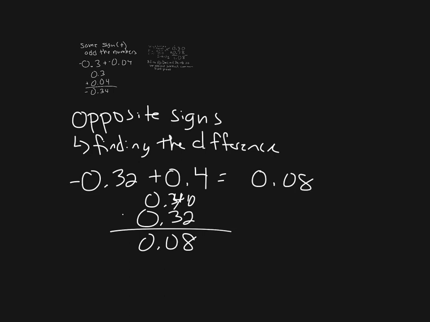And since the 32 hundredths, which was the negative, is smaller than having 4 tenths or 40 hundredths, the positive value is what wins out, so this one would be a positive 8 hundredths.